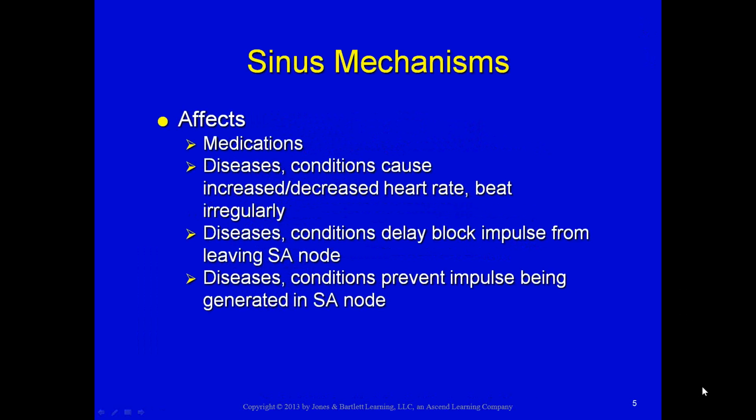And then you can have diseases or conditions that will delay or block impulses from leaving the SA node. Those would be your second degree type 1 and type 2 heart blocks, and your complete heart blocks, or third degree heart blocks.